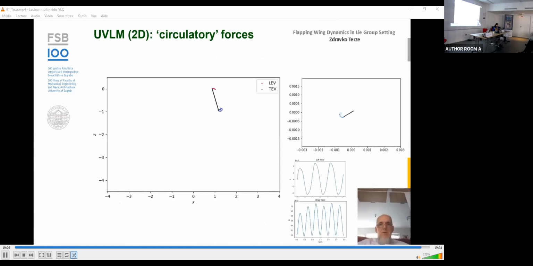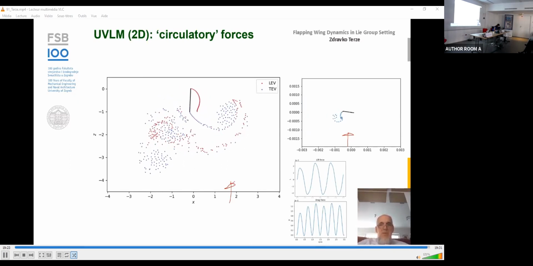On this slide, we see circulatory flow of two flapping wing simulation cases. Here we have only trailing edge vortices considered, and on this slide we have both leading edge vortices and trailing edge vortices presented.